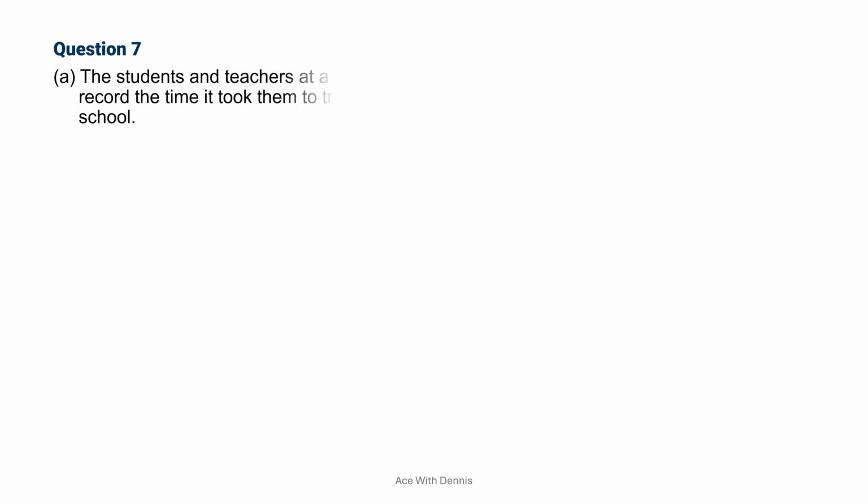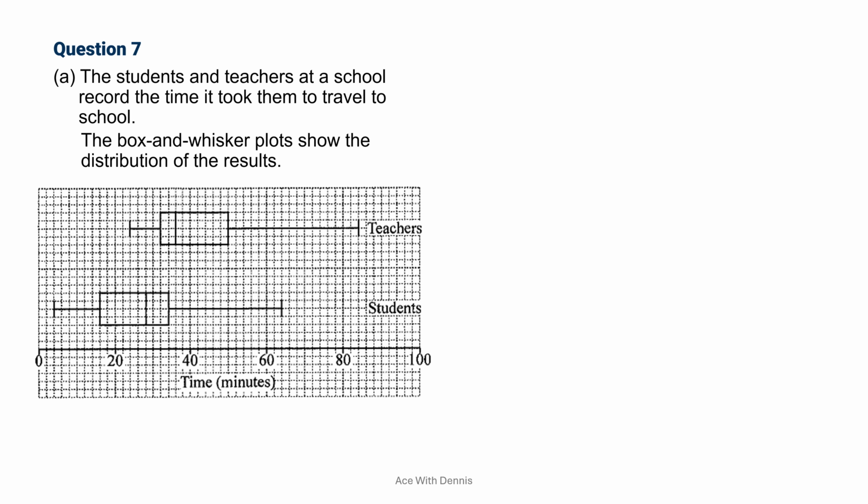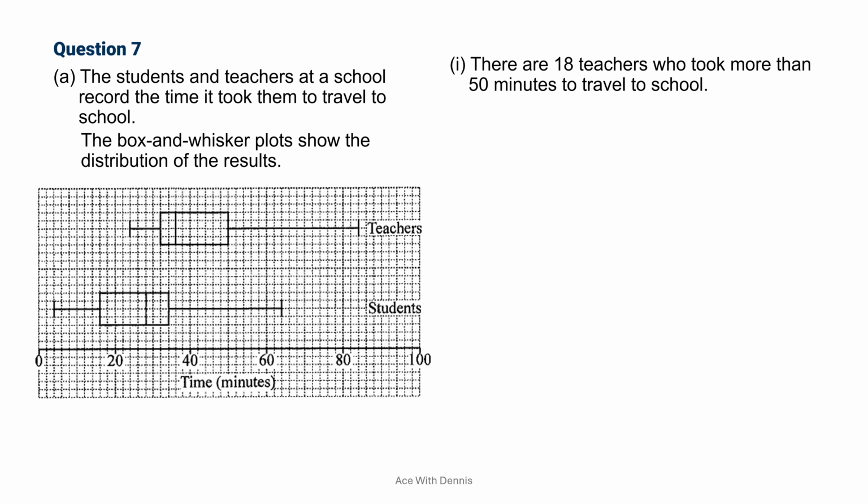Question 7. A. The students and teachers at a school record the time it took them to travel to school. The box and whisker plots show the distribution of the results. 1. There are 18 teachers who took more than 50 minutes to travel to school. Work out the number of teachers in the school.